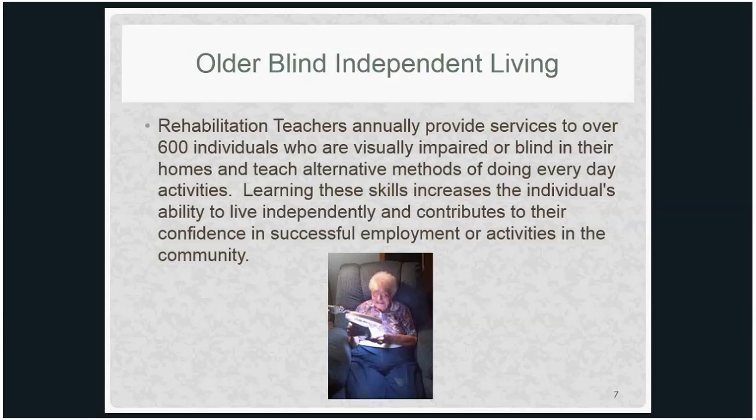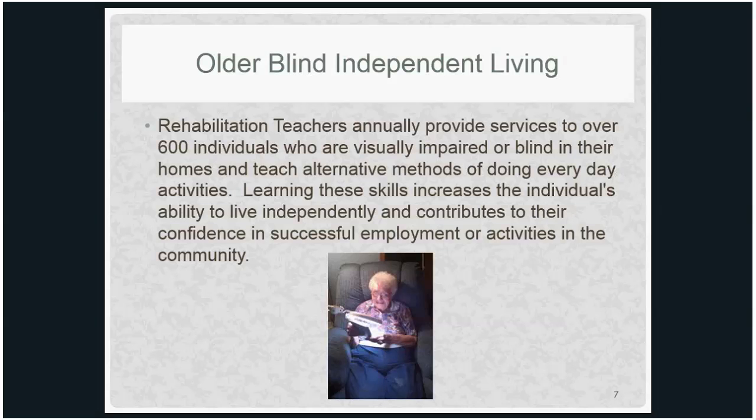The Older Blind Independent Living Program, as I mentioned earlier, Sandy Neihart manages that program. Rehabilitation teachers that are located in our local offices provide services directly in the home of these IL clients. We provided services to over 600 individuals last year, teaching them alternative methods of doing everyday activities, learning skills that will help them become more independent.